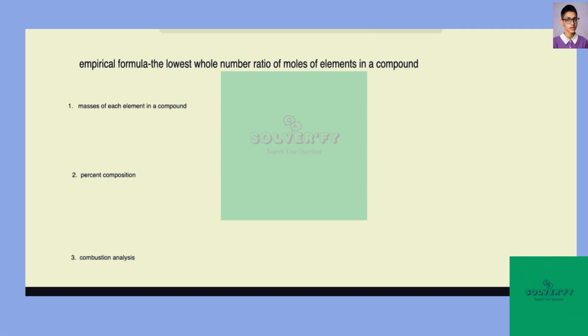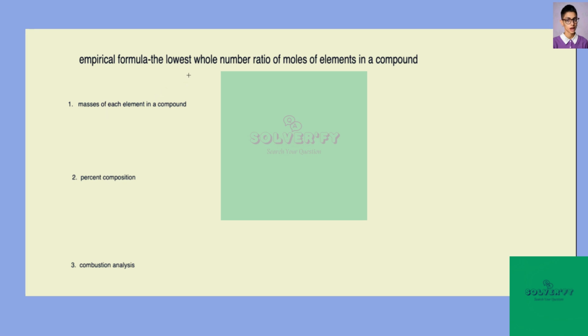The empirical formula is the lowest whole number ratio of moles of element in a compound. So for example, hydrogen peroxide is a compound that has an empirical formula of HO. What this means is that for every 1 mole of hydrogen in the compound, there's 1 mole of oxygen.